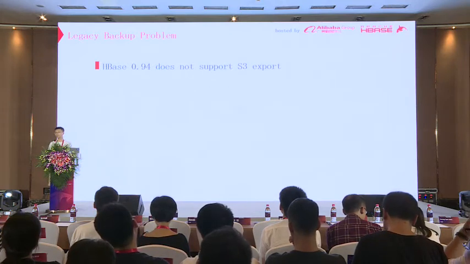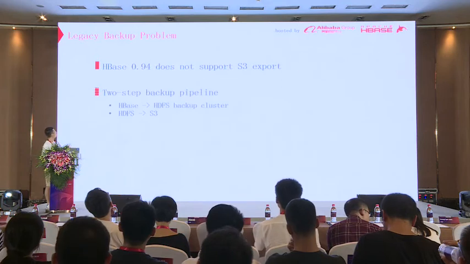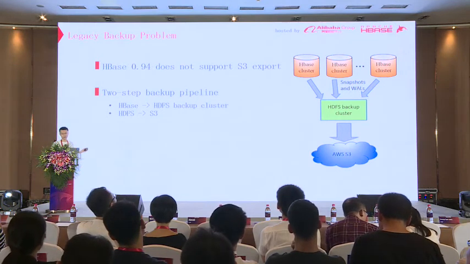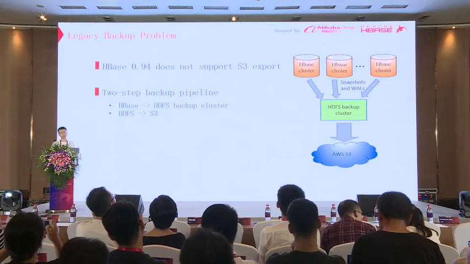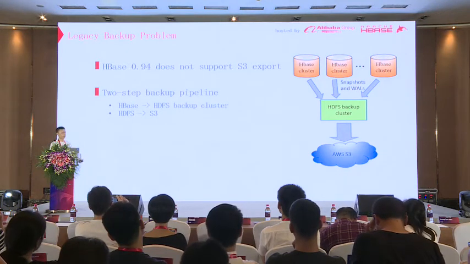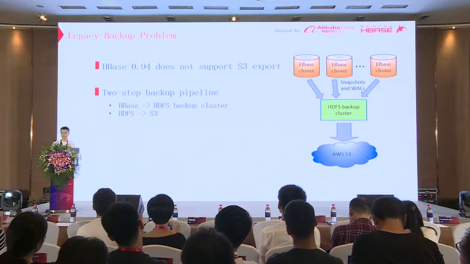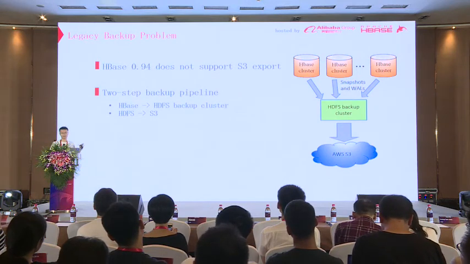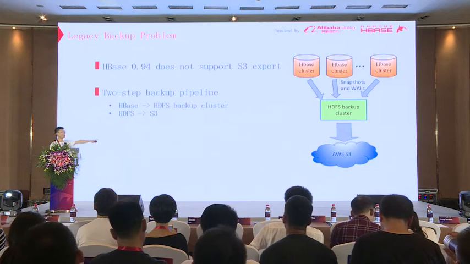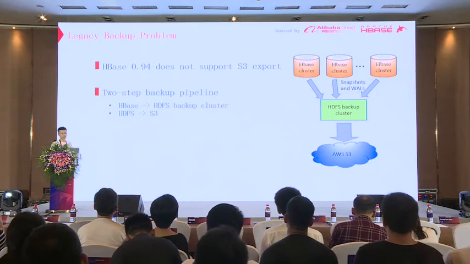So when we were first building the backup pipeline, there was no existing tool to directly export HBase snapshots onto S3. So this graph shows the legacy backup pipeline that we were using before the HBase upgrade. Our original backup pipeline, as you can see on the graph on the right, consists of two steps. In the first step, we export all the HBase data. I'm more focused on the snapshot one. For WAL, it's approximately the same process. All the data is exported to a dedicated backup HDFS cluster, as shown in the green box in the middle. And in the second step, we upload the data in the HDFS cluster onto S3.